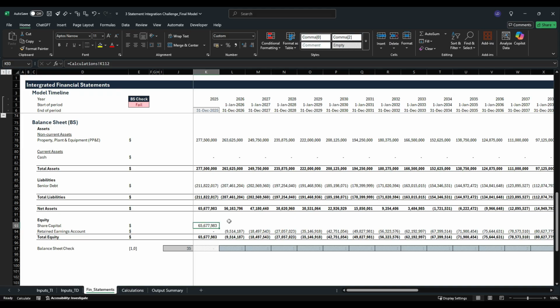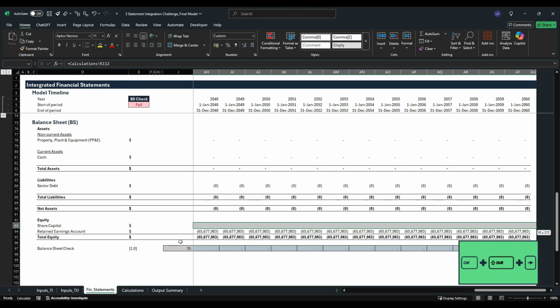Before I drag it over, I would like to highlight that we will probably still get a fail in some periods, because in the previous case study we sized our debt with an iterative process, which means our debt is only rounded to a few decimals, and likely we will not have an exact 0 difference between the net assets and total equity. But let's see what happens.